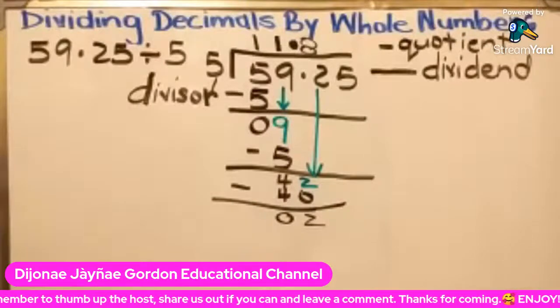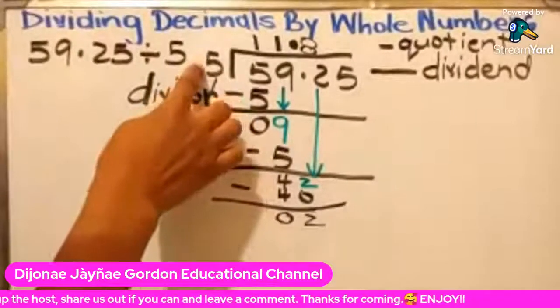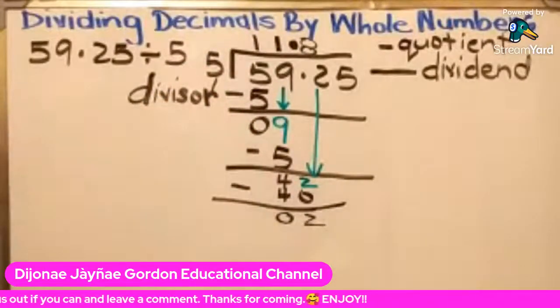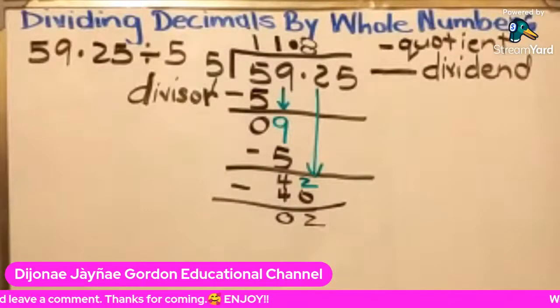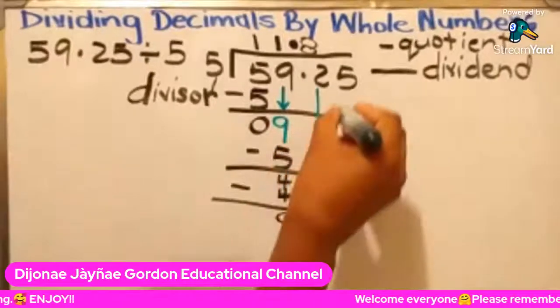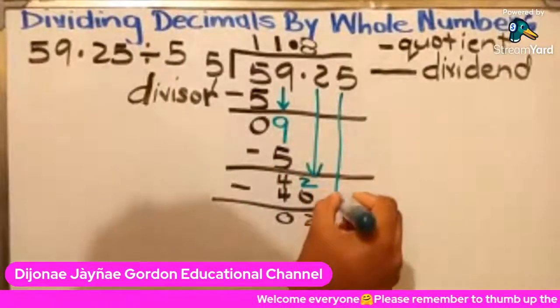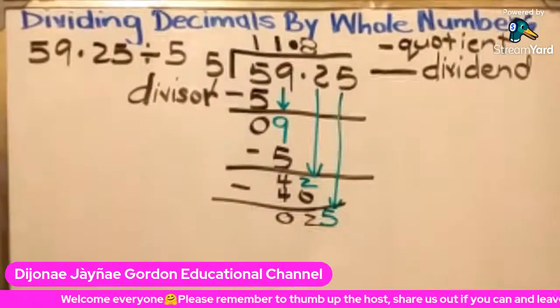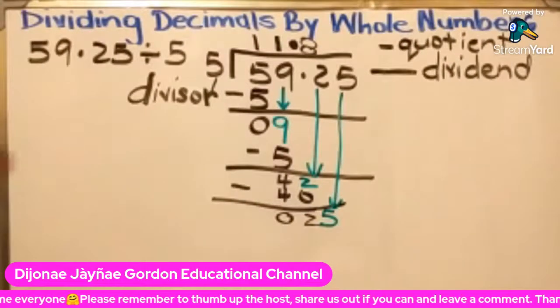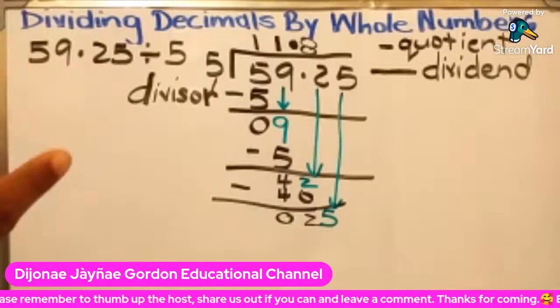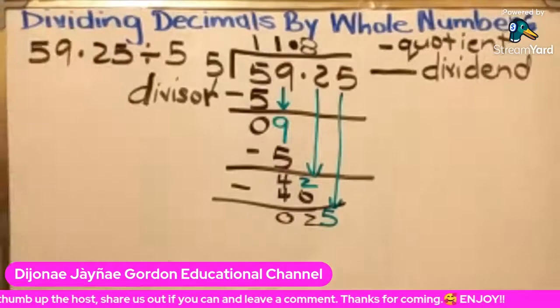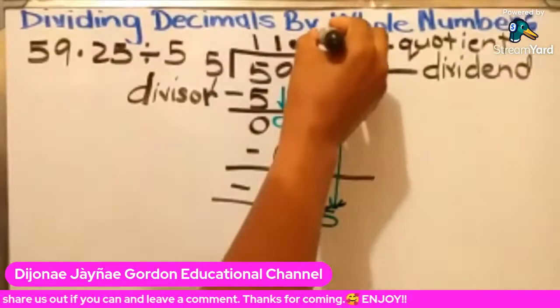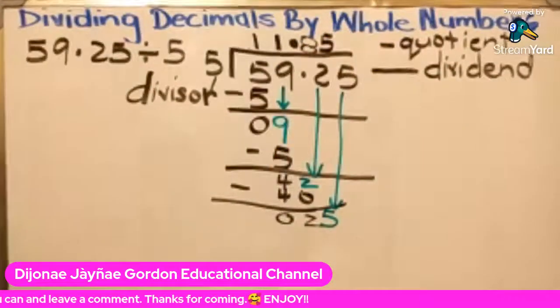The next thing you're going to say, can we get a group of 5 from 2? No, we can't, because 2 is smaller than 5. So the next step is that we're going to bring down the next digit, which is 5. And of course, it is now going to be 25. How many groups of 5 can you get from 25? You can only get 5 groups of 5 from 25.